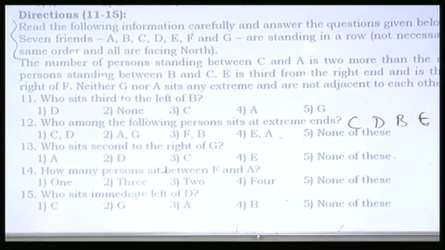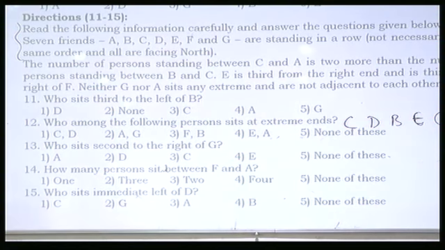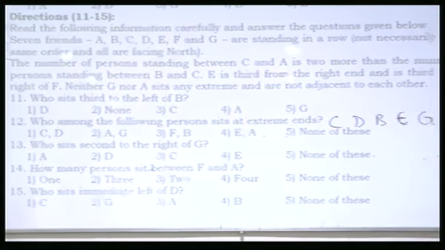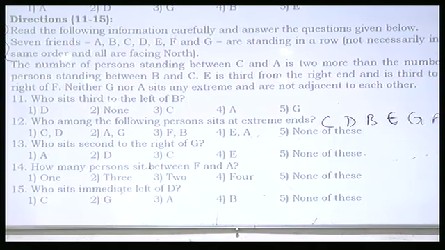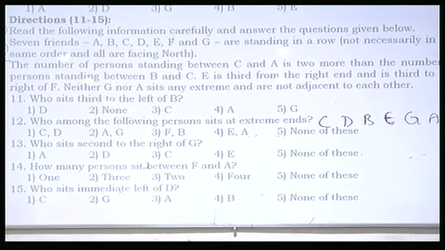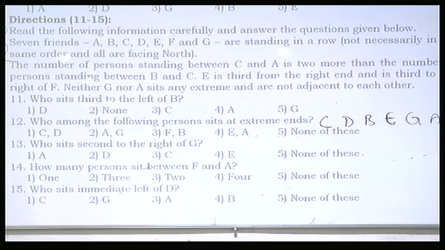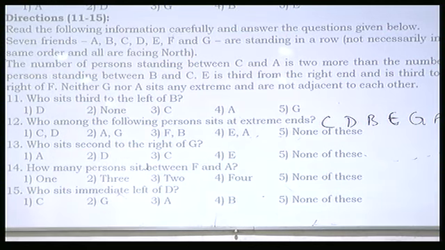Yes, next 11 to 15. Here how many persons? Again 7 persons: A, B, C, D, E, F, G. Number of persons standing between C and E is 2 more than the number of persons between B and C. E is third from the right end and is third to the right of F.